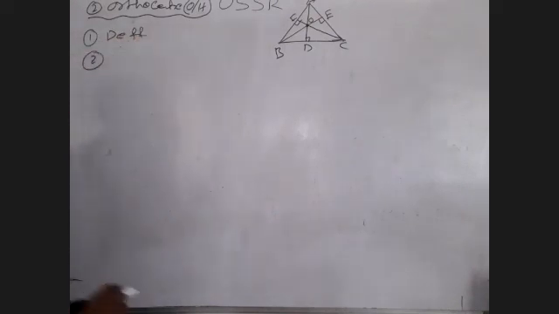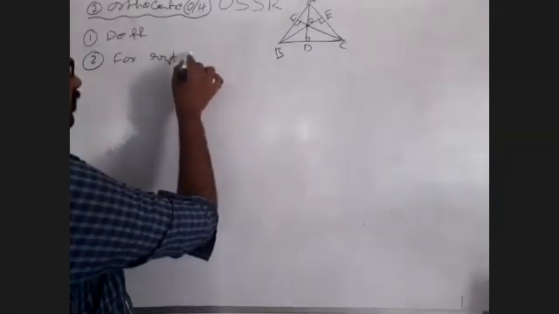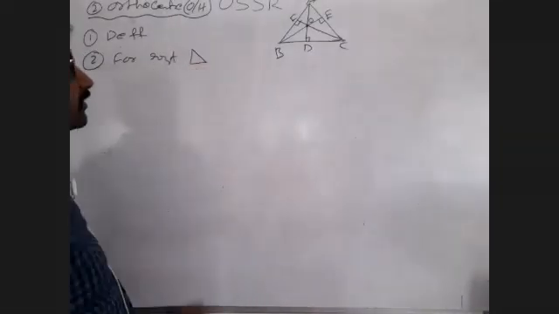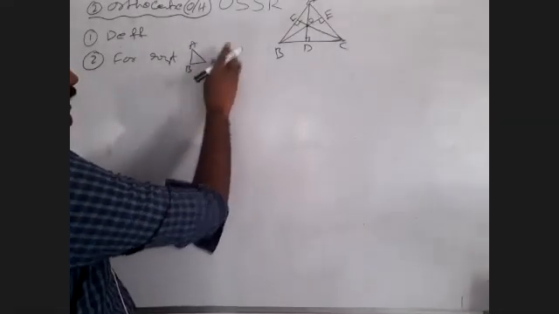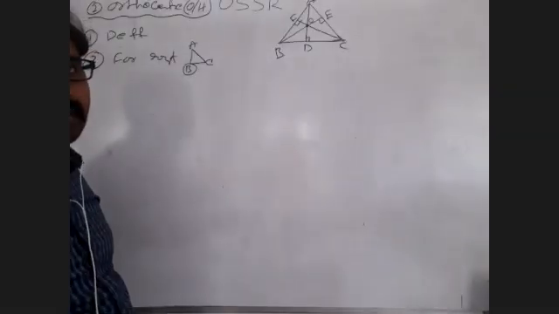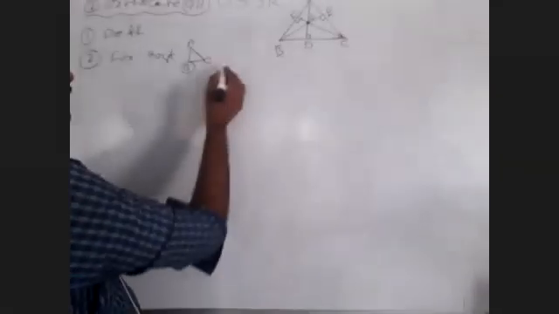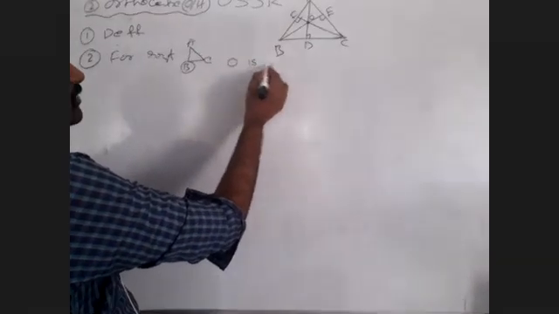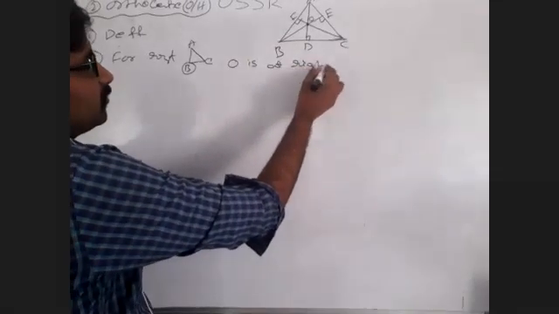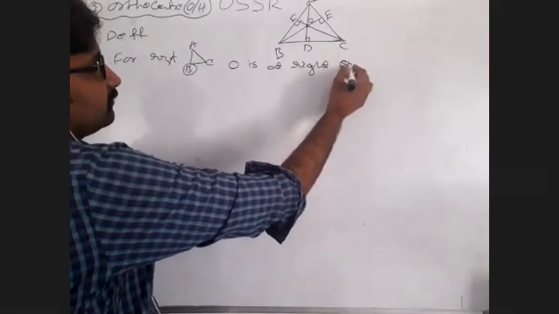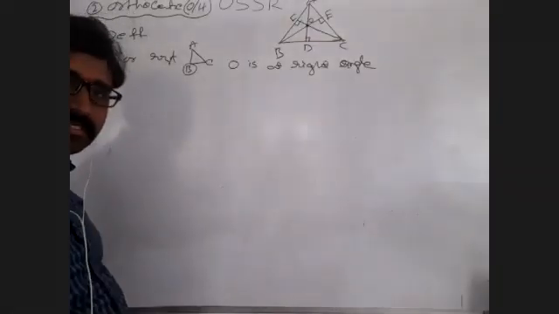Second point, for a right angle triangle, the triangle will be like this. For a right angle triangle, the orthocenter is at the right angle. If given a right angle triangle, the orthocenter is nothing but the vertex at the right angle. For a right angle triangle, O is at the right angle.